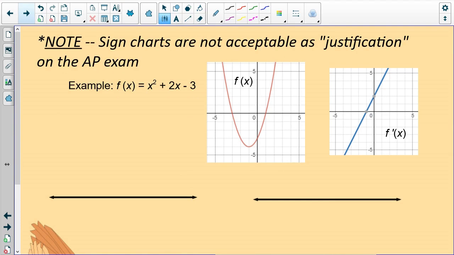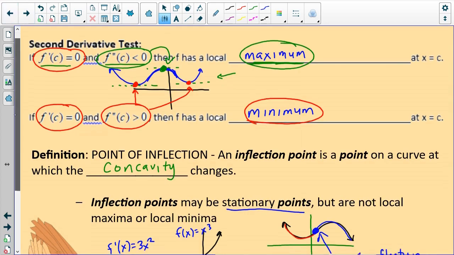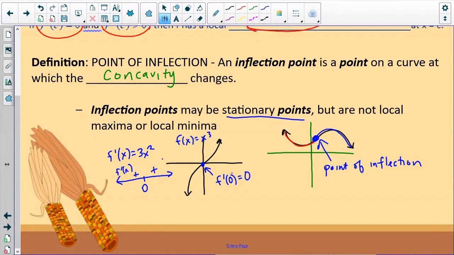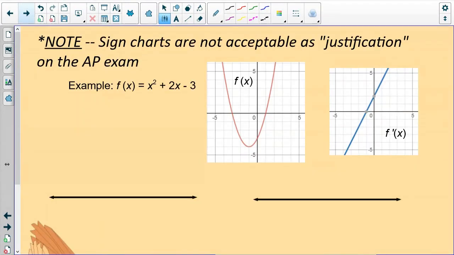Note, sign charts are not acceptable as justification on the AP exam. So what I just did, where I gave a sign chart, this is not acceptable as justification on the AP exam. So I'm going to give a brief example of what would be good on the AP exam. Example, f of x equals x squared plus 2x minus 3. I've put the graphs on the paper as well, just to make it a little bit easier for us.